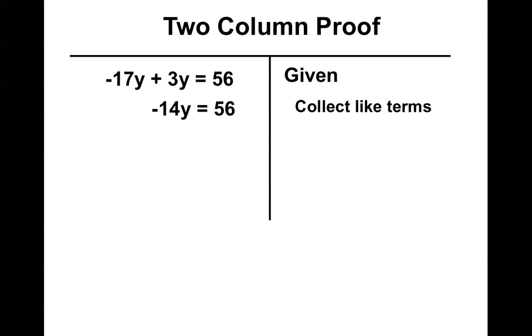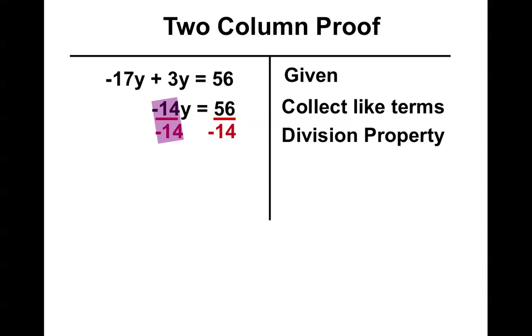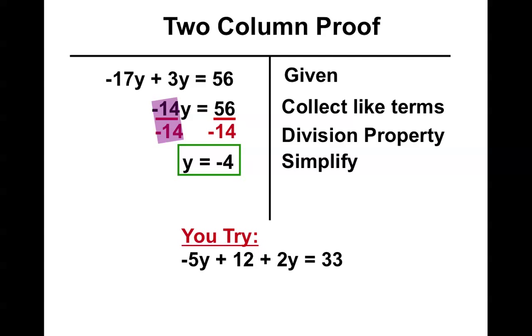What did we do? We collected like terms. Now that we have a single y, we can use the division property to divide both sides by negative 14. And once we simplify, we get our answer of negative 4. Did you get it? Let's try one more. And this one we're going to make just that little bit longer.